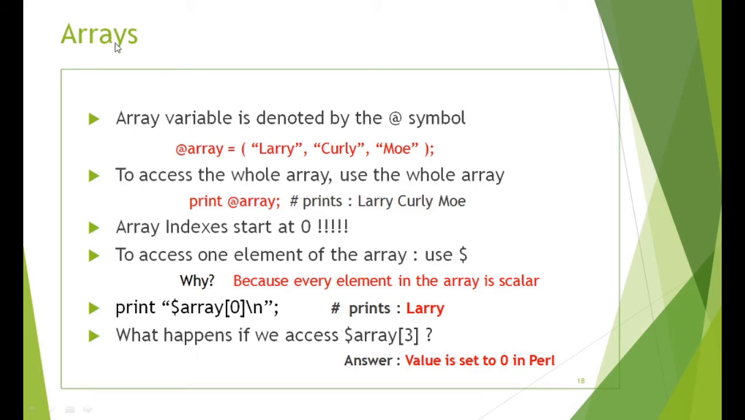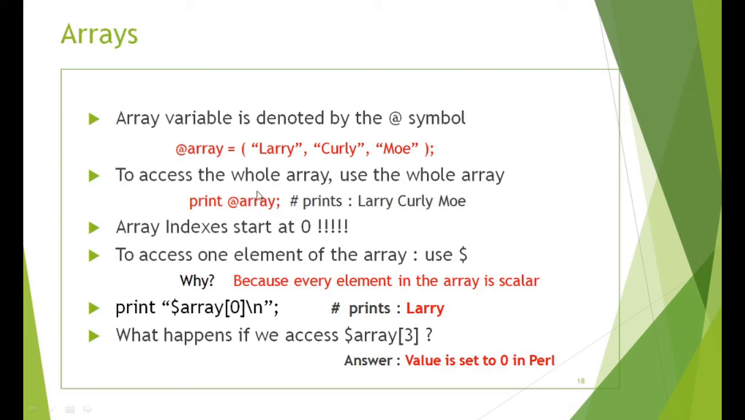Now we will see the next type of variable, that is array. So array variable is denoted by the @ symbol. See, here you can say this is the way of assigning the array. @array is equal to Larry, Curly and Mo. So you can access the whole array using this print @array. So the whole content will be printed, Larry, Curly and Mo, with no space in between actually.